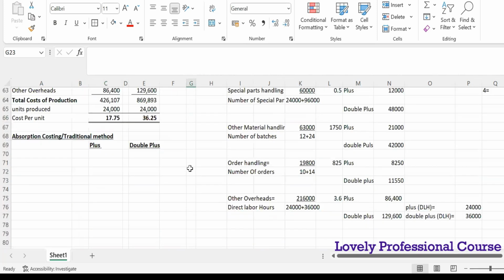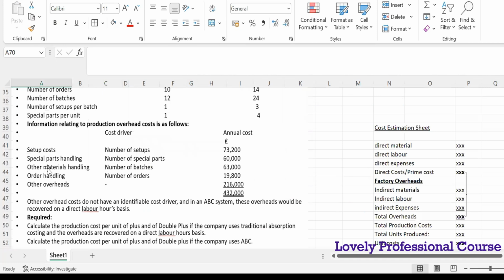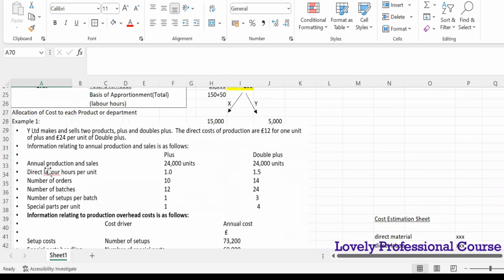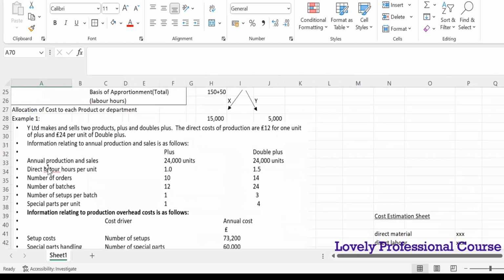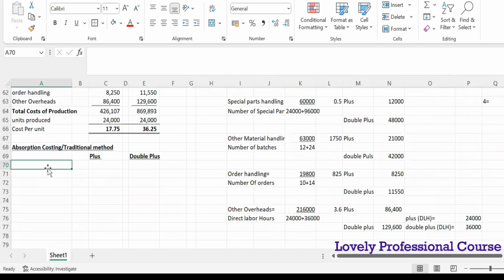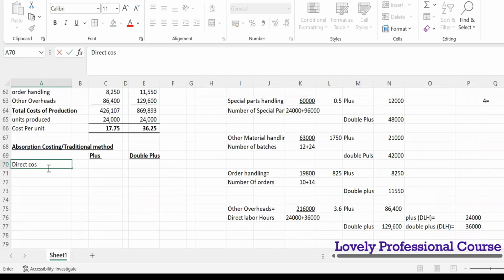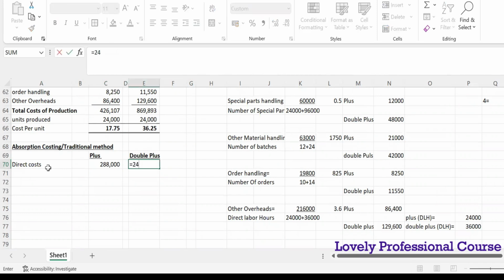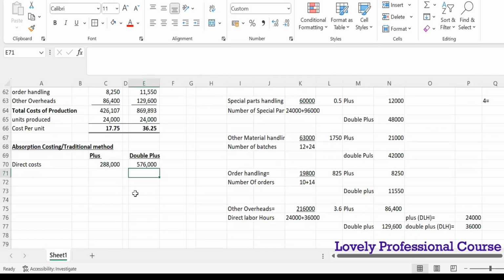So from our question, they gave us this information. They say we have the direct cost of production, which is 12 and 24 per unit for plus and double plus. 12 for plus, 24 per double plus. Now here I say my direct cost, again it is a cost estimation I do. So I take 12 multiplied by that 24,000. And also 24 multiplied by that 24,000 units produced. It is going to give me 576.